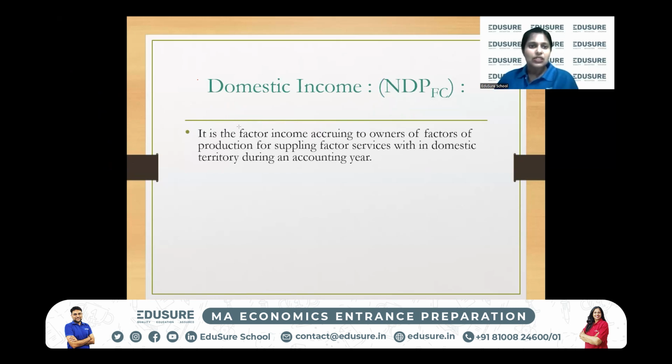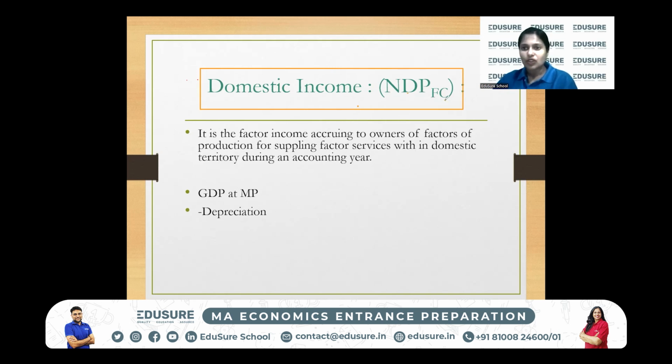So what is factor cost? It is the factor income which is accruing to the owners of factors of production for supplying factor services within the domestic territory of your country in an accounting year. And then, so how do you get to this NDP at FC? Now you can see here bada likha hua hai, domestic income. Okay, so by domestic income we mean NDP at FC. Okay, so we don't say net domestic product at factor cost. Instead of net domestic product at factor cost, whenever we write domestic income, it means NDP at FC. Okay, so this is the measure of domestic income, NDP at FC.